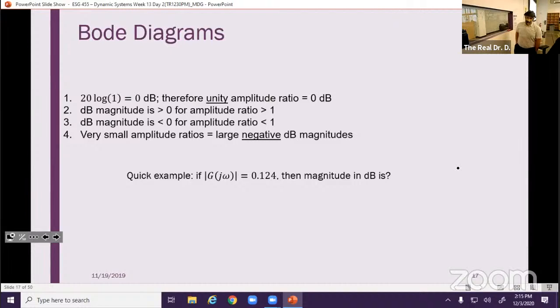Okay, so here's a quick example. If you were given a gain or a magnitude of 0.124, what is this in dB?